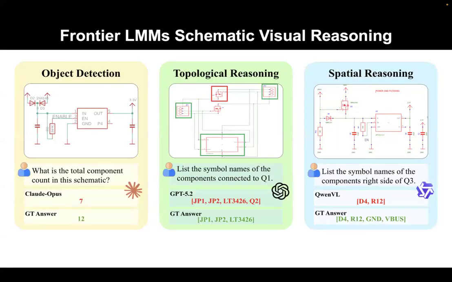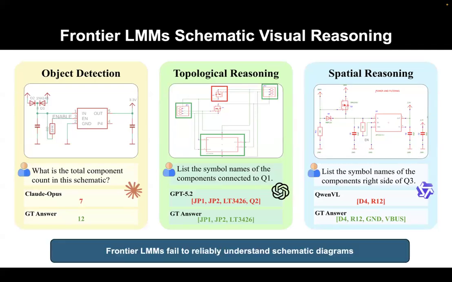Frontier multimodal models also make basic errors. They misconnect components, identify the wrong kinetic elements, or misunderstand spatial relations. Even one incorrect connection can invalidate the resulting circuit graph.